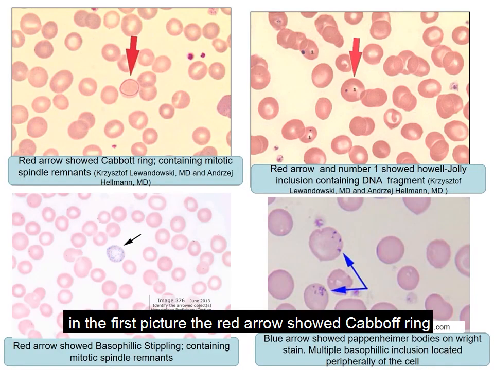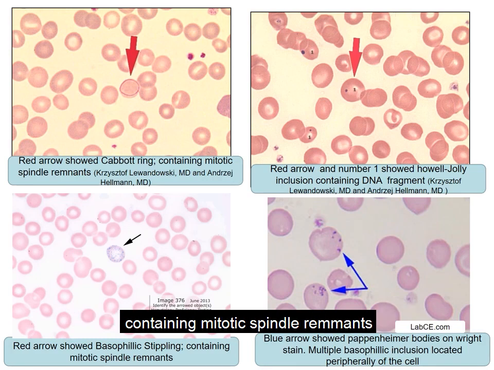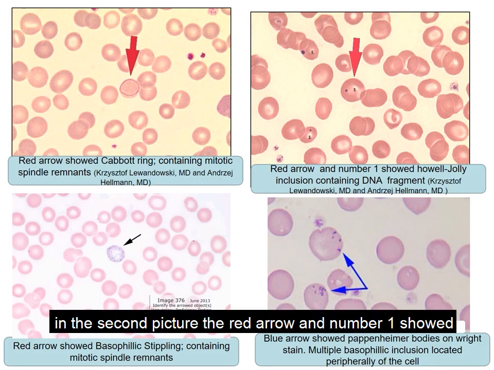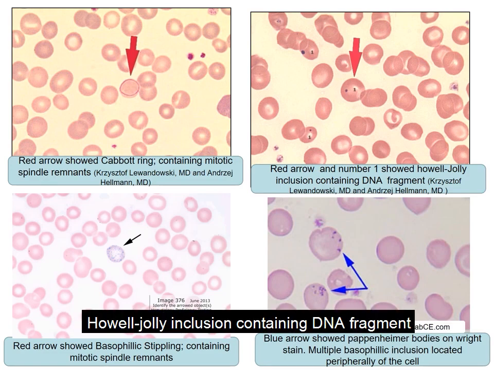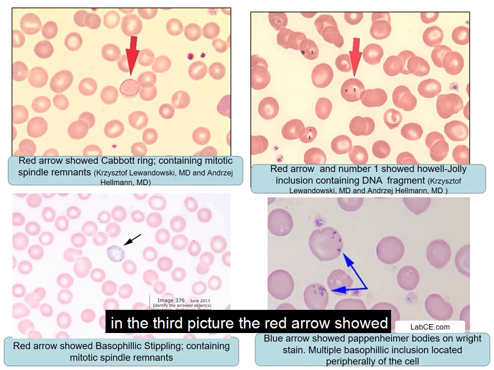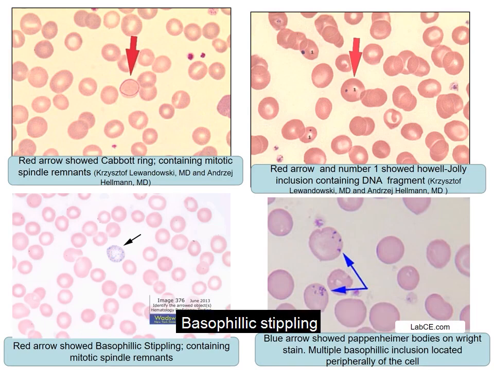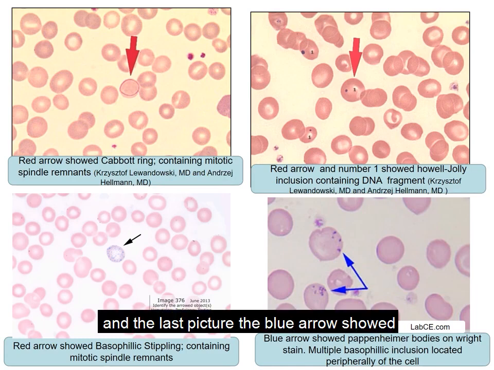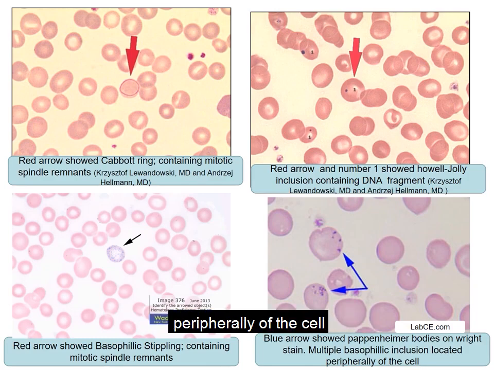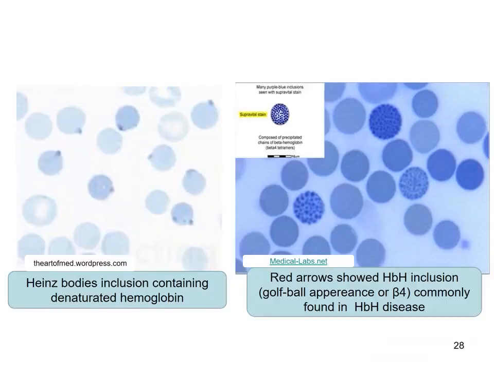In the first picture, the red arrow shows a Cabot ring, containing mitotic spindle remnants. In the second picture, the red arrow and number 1 show a Howell-Jolly inclusion containing DNA fragments. In the third picture, the red arrow shows basophilic stippling, containing mitotic spindle remnants. And in the last picture, the blue arrow shows Pappenheimer bodies on the right stain. Multiple basophilic inclusions are located peripherally on the cell.